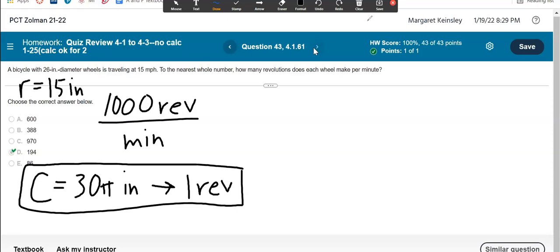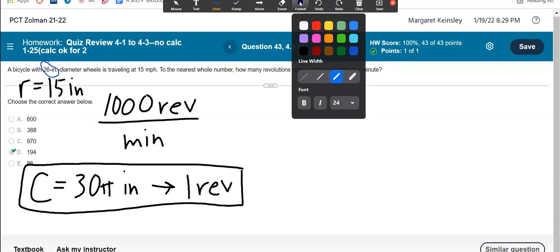Every time the tire goes around one time, the vehicle, the bicycle, the motorcycle is going 30 pi inches. In this case, 26 would be it, so it would be 26 pi inches. Got it. Now, if I'm changing 1,000 revolutions per minute into miles per hour, then we need to multiply.